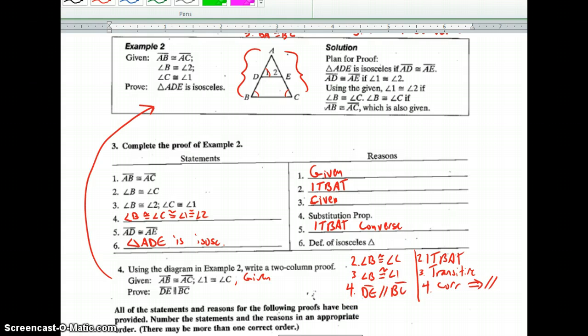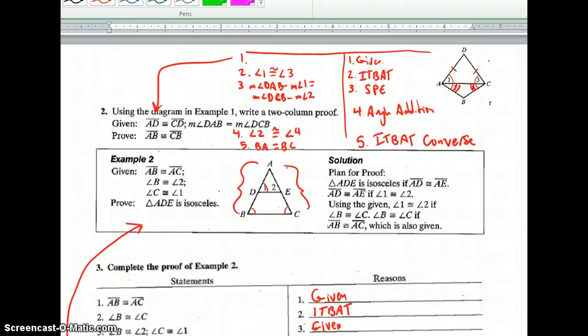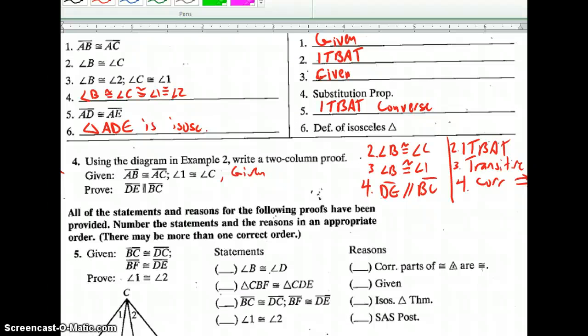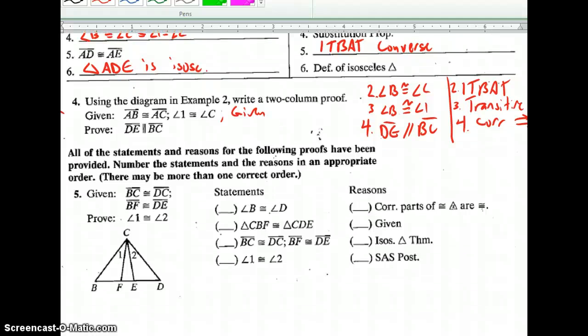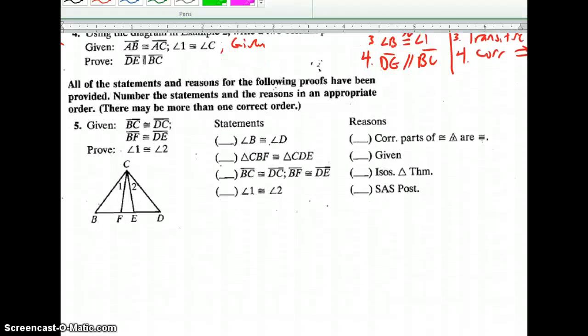Well, that was fun. Okay, not a very common type of proof for this chapter. Okay, let's get back up to the sides I was at. All the statements and reasons for the following proofs have been provided. Oh yeah, this is the put-them-in-order thing.